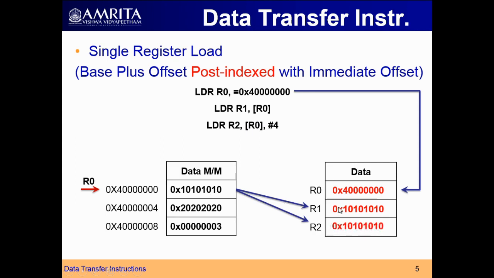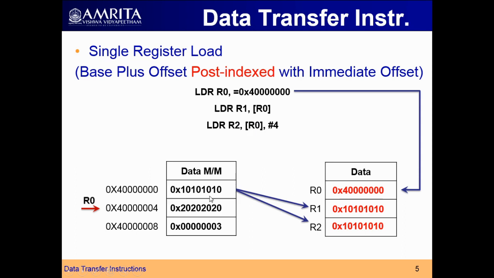So both R1 and R2 will be having the same data. After the load operation is completed, then incrementing will take place. That is why it is known as post-indexing. First, load will take place. From where to where it is loading? The data pointed by R0 will be loaded to R2.